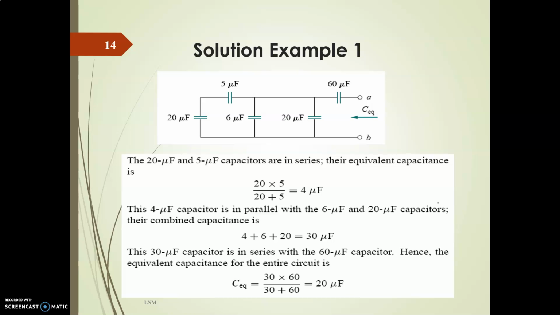The microfarad and microfarad capacitors are in series, so for the equivalent capacitance you must do it using the parallel concept of resistance. Then the 4 microfarad in series with 6 microfarad, so you must add up until 20 microfarad, which is also in parallel. So you add up as in series. Even though it is a capacitor, it must be done as in parallel. The last one, C equivalent in series, you must do the calculation based on the parallel concept.